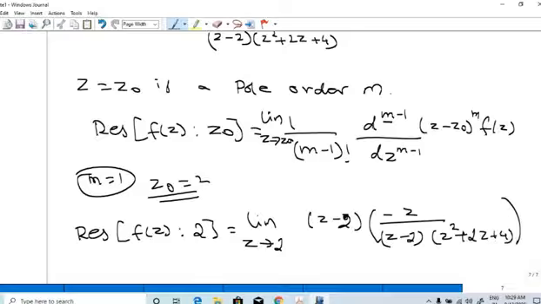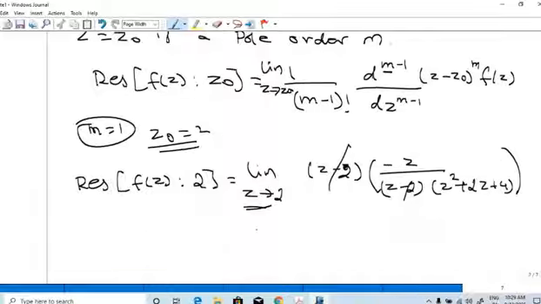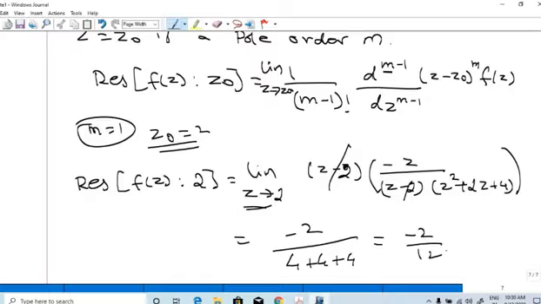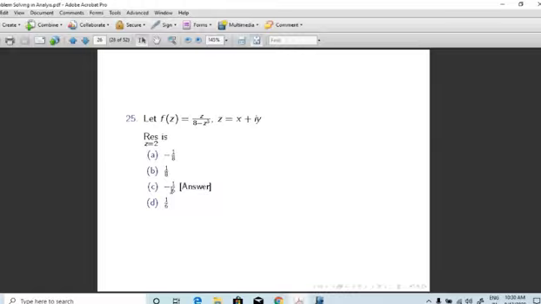Now cancel this z minus 2. Now substitute z equal to 2. Therefore, in the numerator we get minus 2. In the denominator we get 2 square is 4, and 2 into 2 is 4, and then plus 4. Therefore, this is 12. Minus 2 by 12. Therefore, this is minus 1 by 6. Therefore, the residue of the function is minus 1 by 6. Therefore, the answer is the third one.